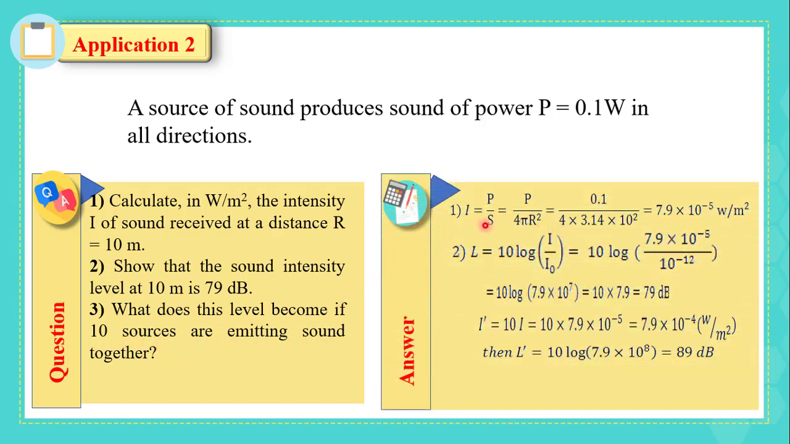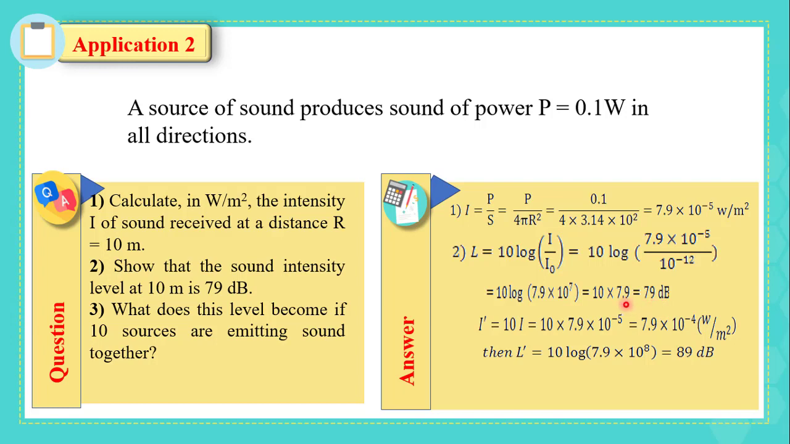So first, we can calculate the intensity I of the sound by replacing P by its value and S by its value. So I will be equal to 7.9 times 10 exponent minus 5 watt per meter squared as shown in this slide. For the second question, we should calculate the sound intensity level using L equals 10 log I over I0, replacing I by the previous value and I0 by 10 exponent minus 12 to get that L equals 79 decibel.